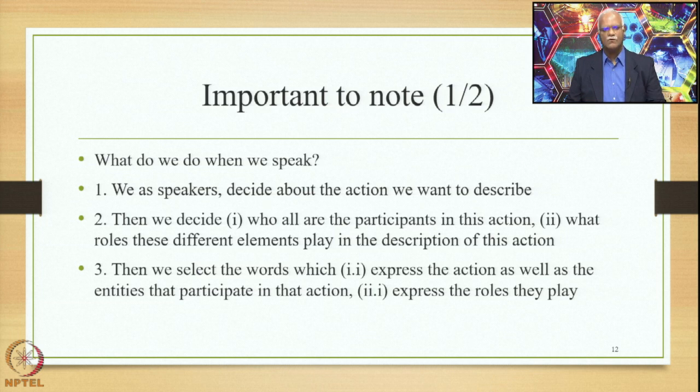The first question is, what do we do when we speak? As far as the current Paninian grammatical tradition is concerned, there are these three steps. The answer to the question is, first, we as speakers decide primarily about the action we want to describe. This is by default. Second, then we decide who all are the participants in this action that we have decided to describe. And then what roles these different participants, these elements play in the description of this action.